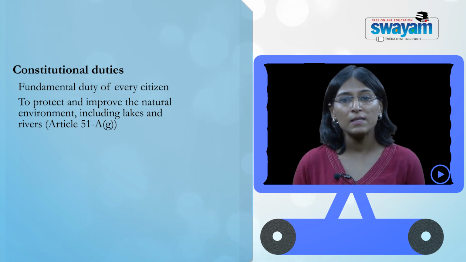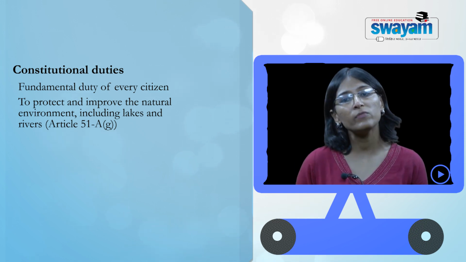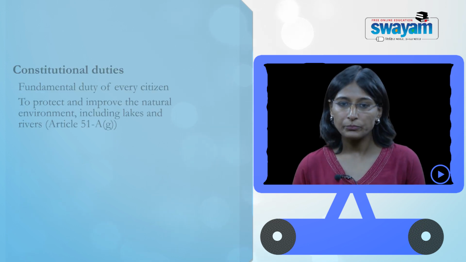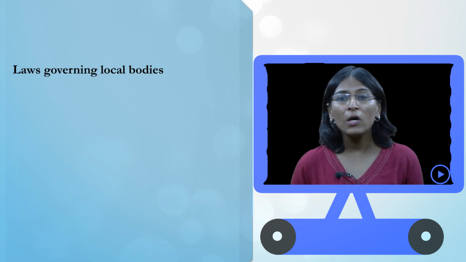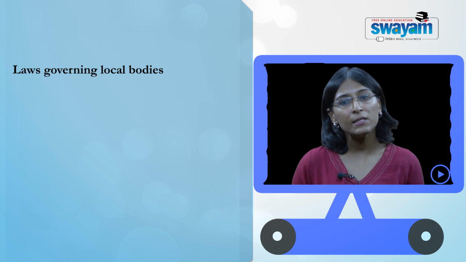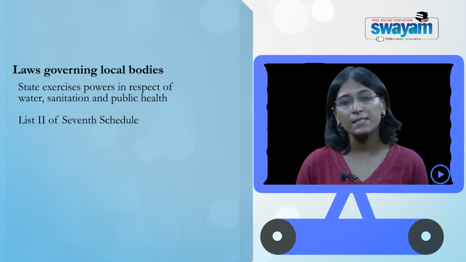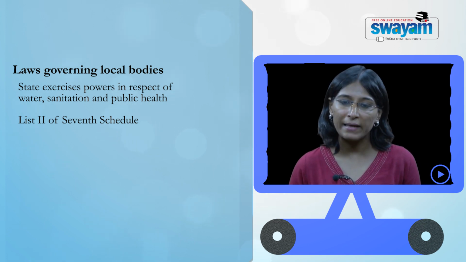As I mentioned previously, surface water bodies include lakes and rivers, and both of these are seriously affected by water pollution in our country. The other important source of guidance are laws governing local bodies. Under the constitutional scheme, specifically List 2 of the 7th Schedule of the Constitution, it is the states that exercise powers in respect of water, sanitation and public health.